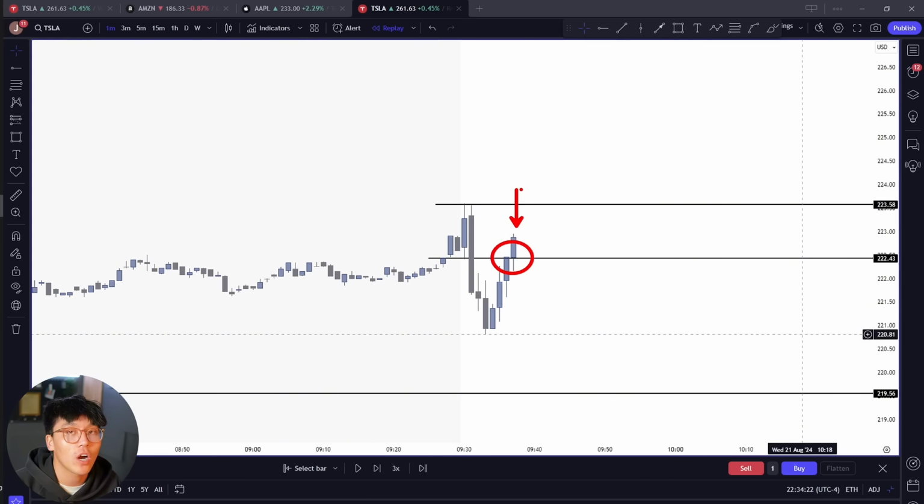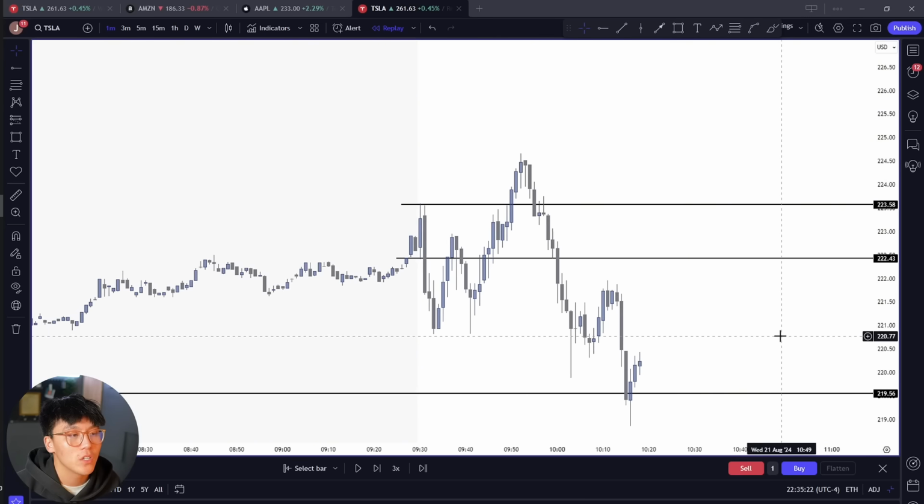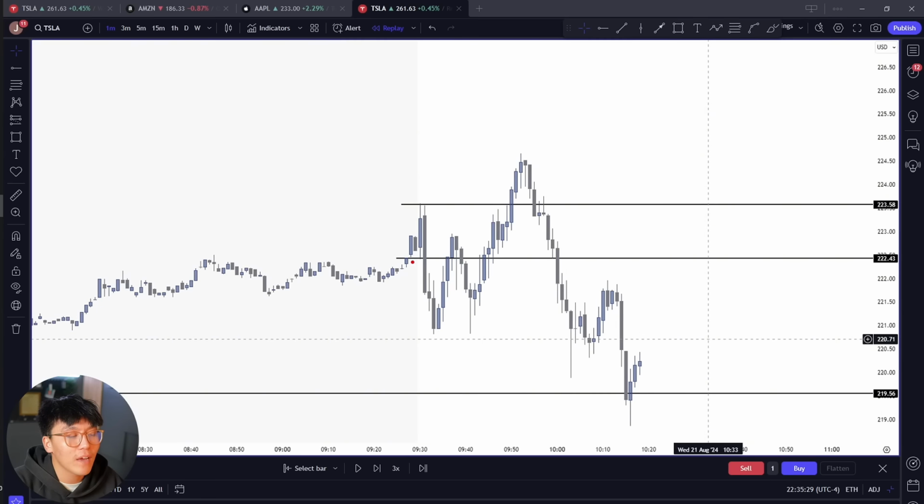I like to wait for confirmation candles around those key areas. So you can see right here, I have the first 30 minutes played out, and I don't really see a nice entry that I personally would have liked to take. As you can see, we don't really have any real reactions around these key areas. I personally am not going to look to trade.